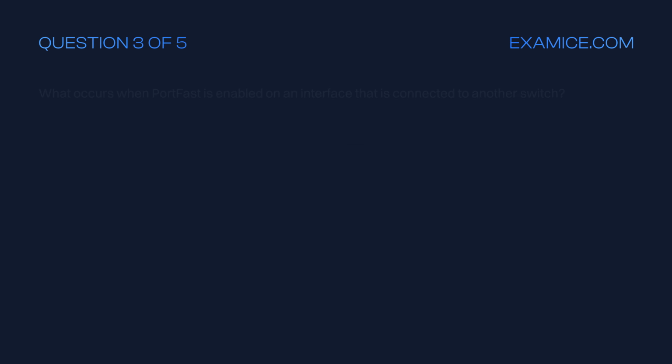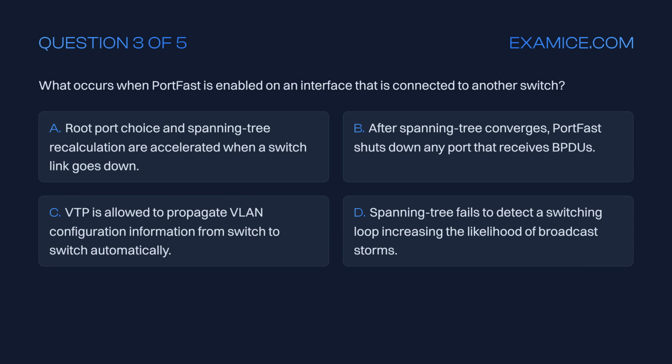Question 3. What occurs when portfast is enabled on an interface that is connected to another switch? Option A. Root port choice and spanning tree recalculation are accelerated when a switch link goes down. Option B. After spanning tree converges, portfast shuts down any port that receives BPDUs. Option C. VTP is allowed to propagate VLAN configuration information from switch to switch automatically. Option D. Spanning tree fails to detect a switching loop, increasing the likelihood of broadcast storms.